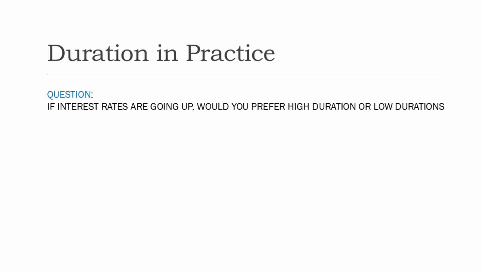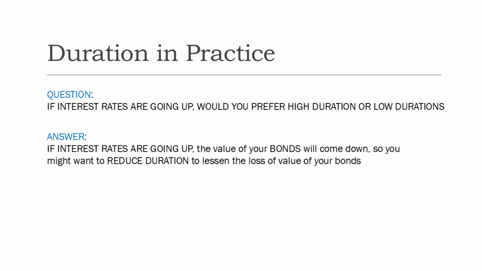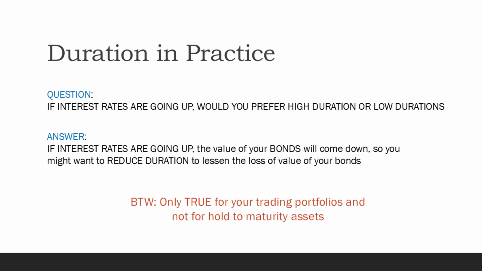Now, duration in practice. What happens if interest rates are going up? Would you prefer high duration or low duration? As an answer, if interest rates are going up, we know that the value of the bonds will come down. Therefore, you might want to reduce your duration so that the bond prices will not go down that much. So you might want to reduce duration to lessen the loss of value of your bonds. By the way, this is only true for your trading portfolios, and it's not true for assets that are being held to maturity.